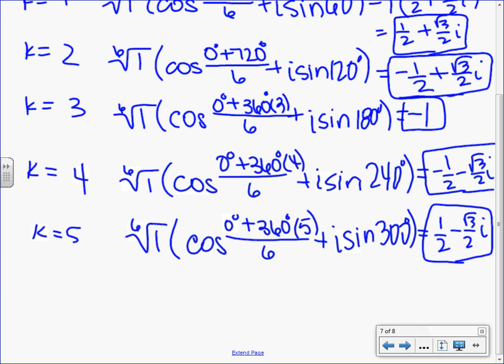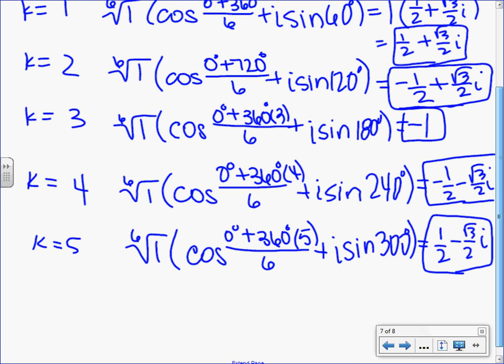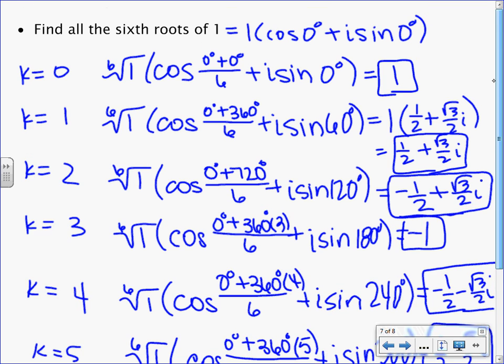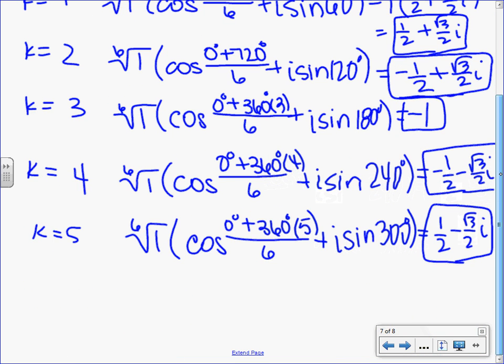Chase, what's the pattern? Okay, did you see what happened with our angles? They went by 60 degrees, didn't they? These are all evenly spaced apart on the complex plane. Okay. Why do you think it's 60 degrees that these were all spaced? Because it's 360 divided by 6.